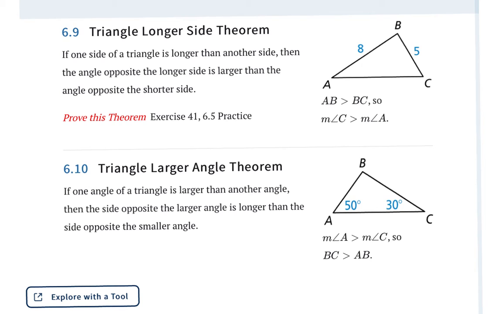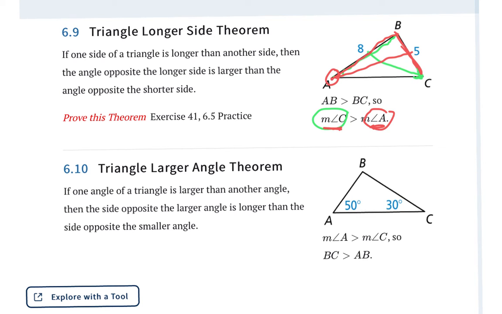It says that if one side of a triangle is longer than another side, then the angle opposite the longer side is larger than the angle opposite the shorter side. So we've got the longer side here, and the shorter side here. That means the angle opposite the 8, angle C, and the angle opposite side 5, angle A, are related so that C is larger than A because the side made up of AB is longer than the side made up of BC.